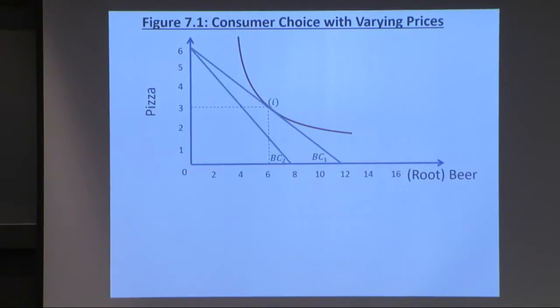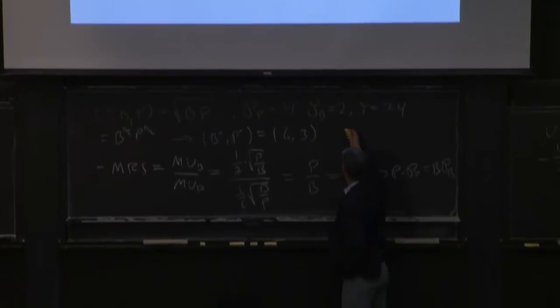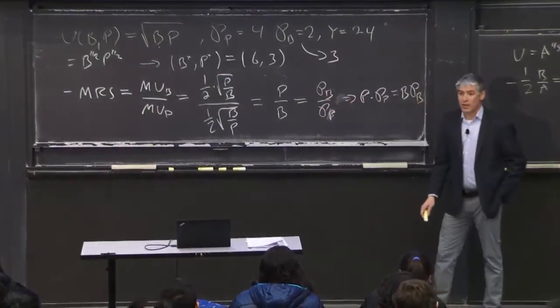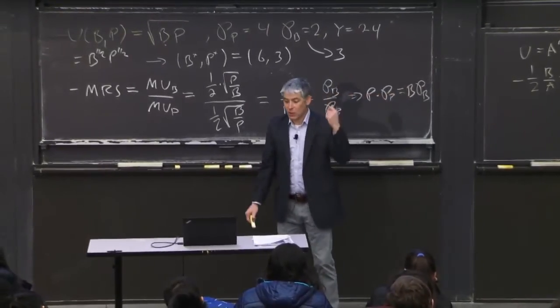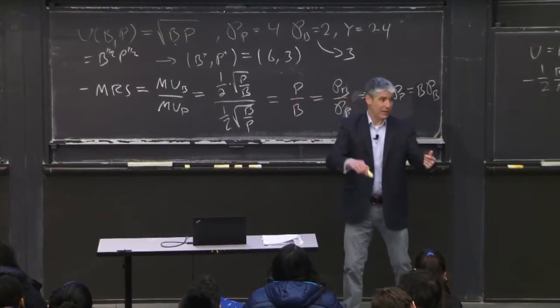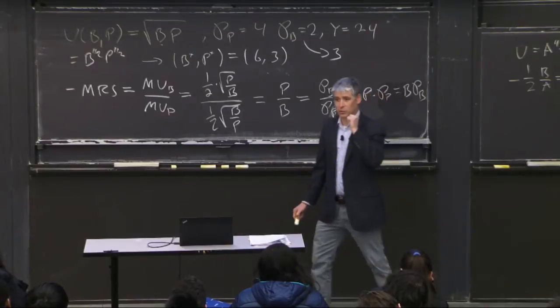What happens if the price of pizza goes up? Well, if the price of pizza goes up to $3, sorry, the price of root beer goes up. If the price of root beer goes up to $3, right, then it's going to rotate the budget constraint in. I can no longer afford 12 root beers if I spend all my money on root beers. I can only afford 8. It's going to shift that intercept in without changing the vertical intercept. It's going to rotate the budget constraint like it's shown here.